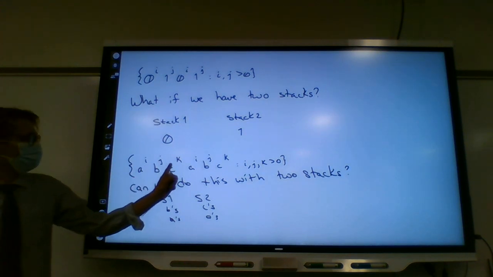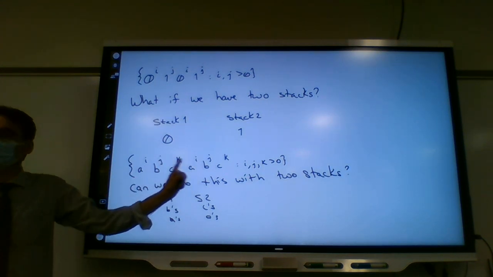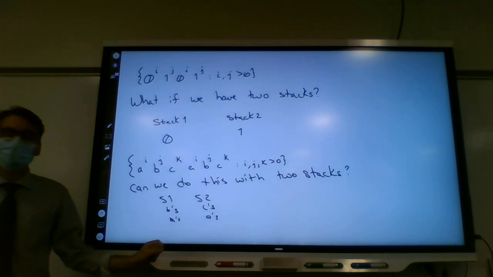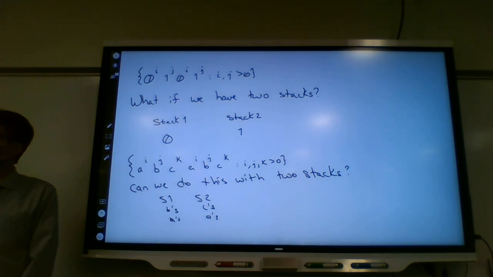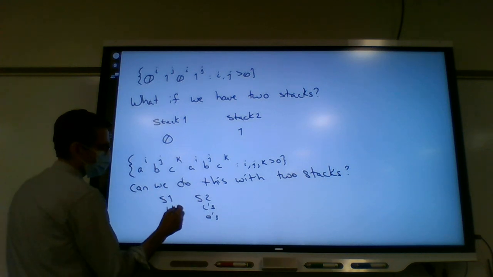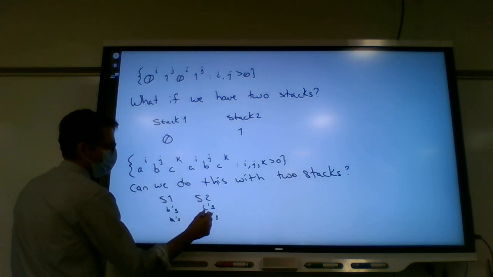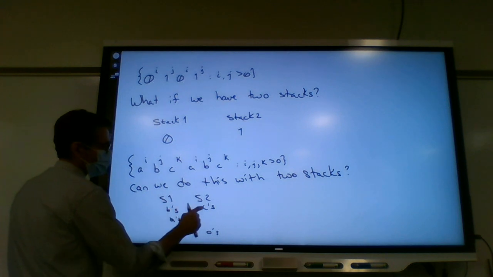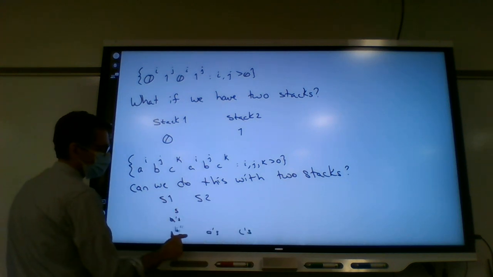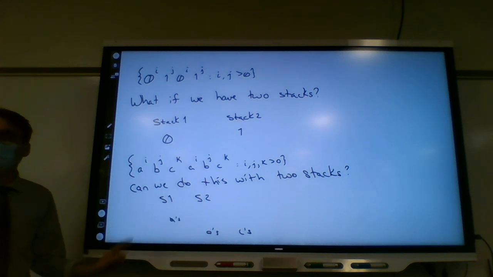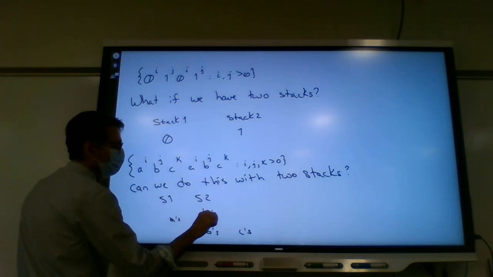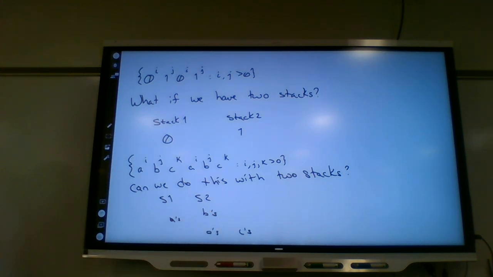But now we're here and we need to get to the A's, and they're underneath everything. So that won't work. Okay, instead you could push all the A's onto stack 1. Then push the B's on stack 2, and then push C's on stack 2.